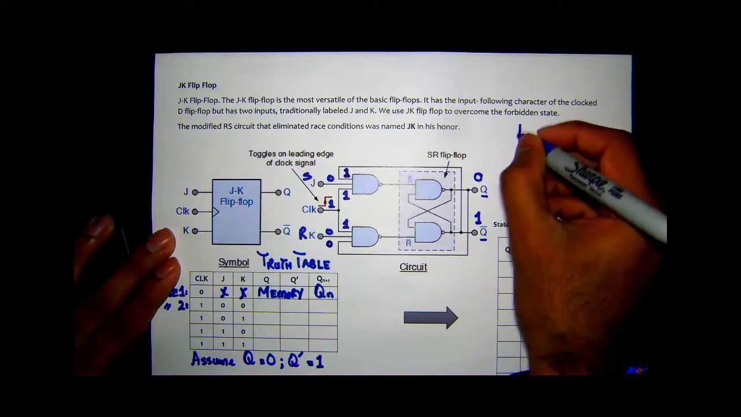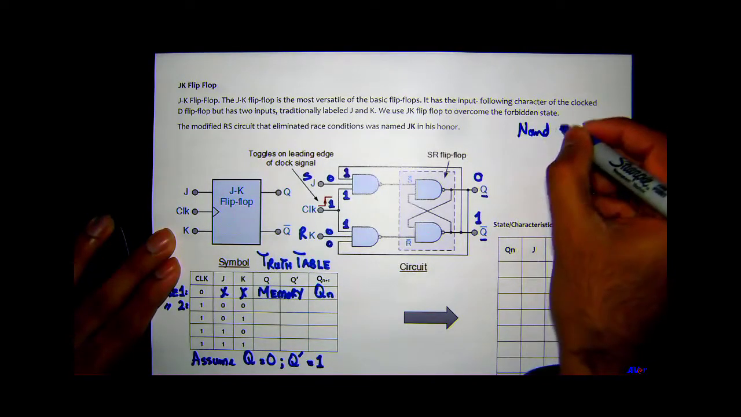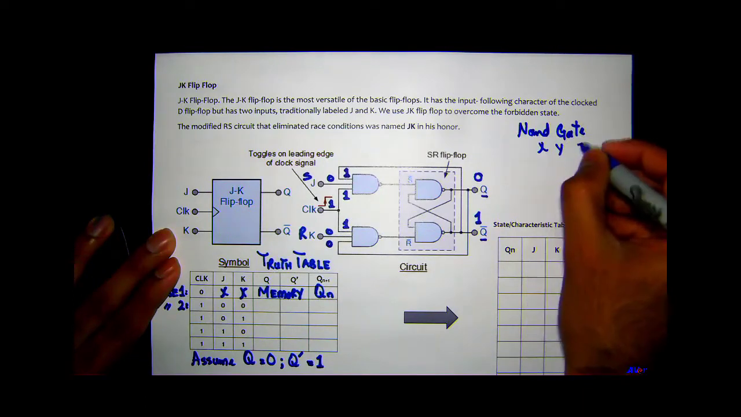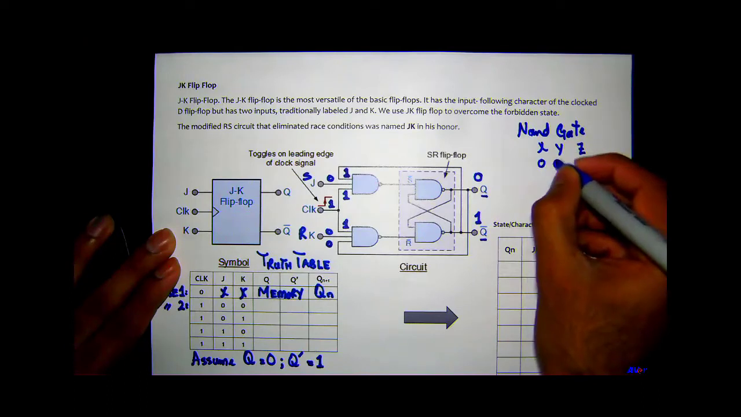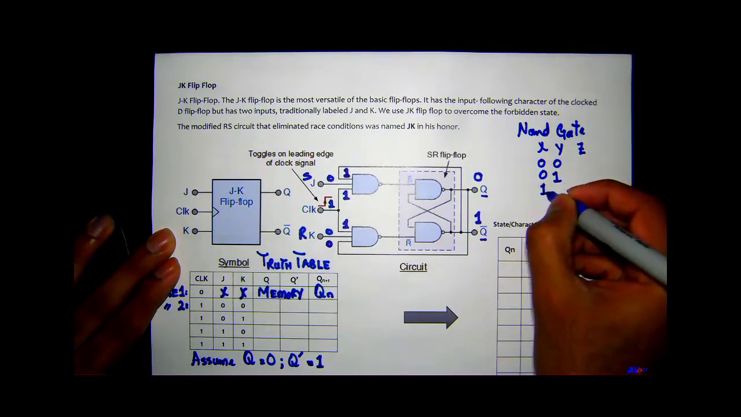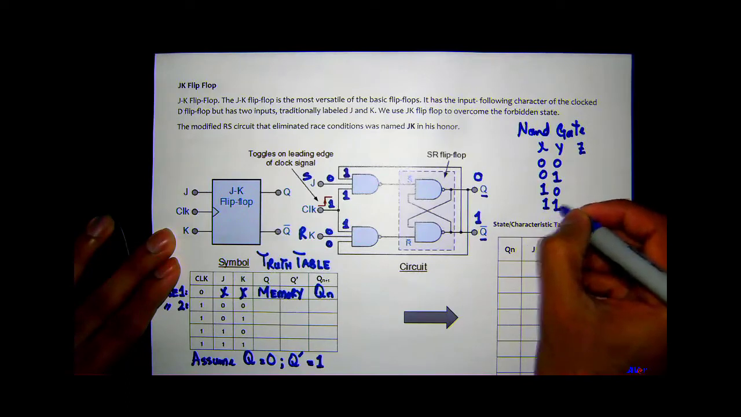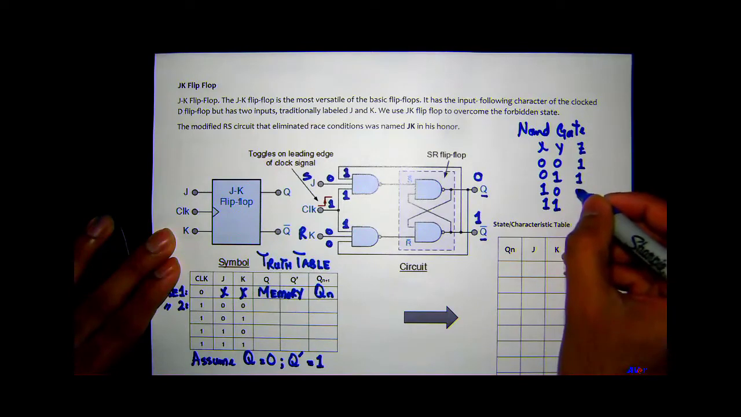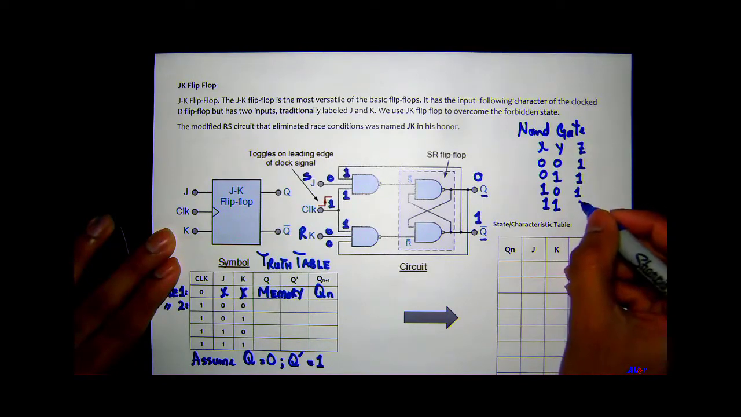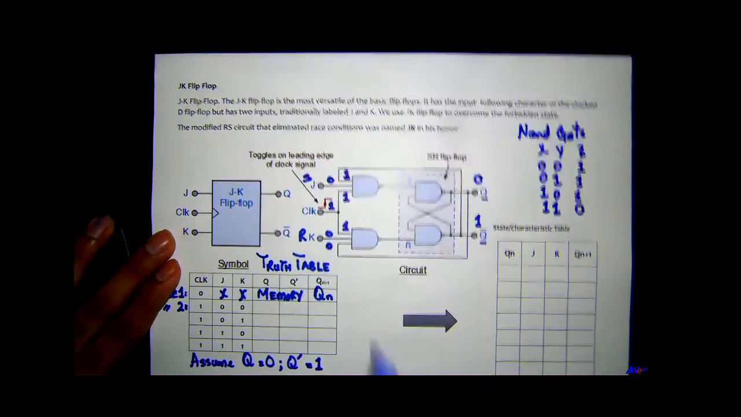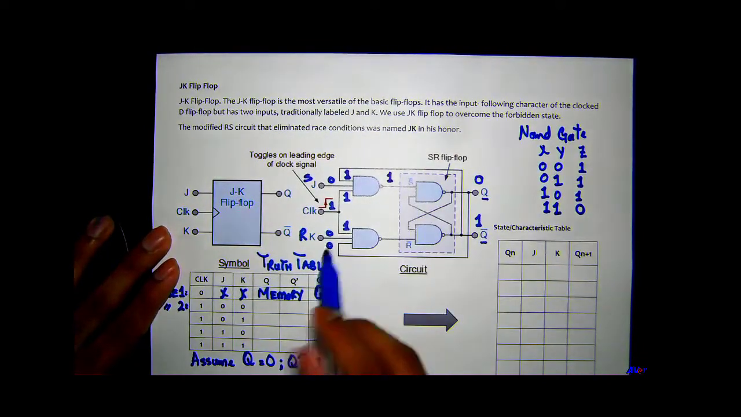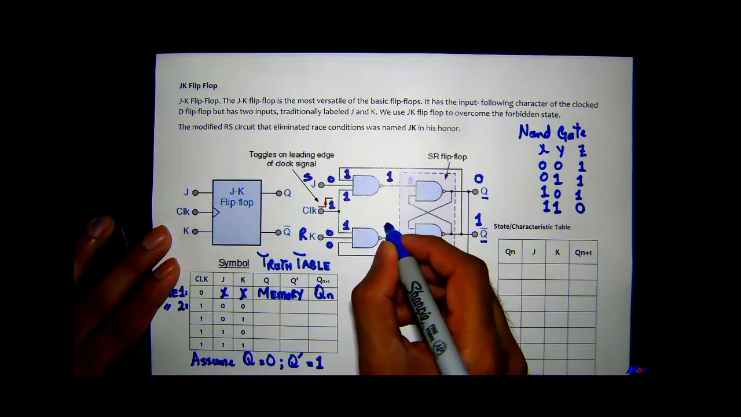We know for the NAND gate, say you have two inputs X and Y and the output Z: 0 0 gives 1, 0 1 gives 1, 1 0 gives 1, 1 1 gives 0. So the output is actually 1 when any of the inputs is 0. When both inputs are high, the output is 0. So 1 0 1 would actually make 1. 1 0 0, any of the inputs is 0, output is 1.